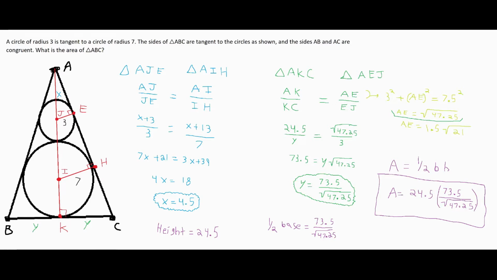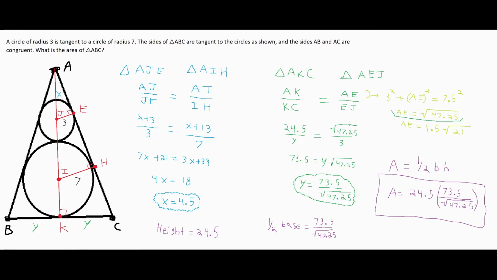Now to solve for the base, I'm going to be using the similar triangles AKC and AEJ. So it would be AK over KC is equal to AE over EJ. Now, as you can see, AE is going to be a bit harder to solve for since we don't have any values associated with it, but we can use the Pythagorean theorem to find what AE is. So we take 3 squared plus AE squared is equal to 7.5 squared, 7.5 being the hypotenuse and 3 being the radius of the circle.